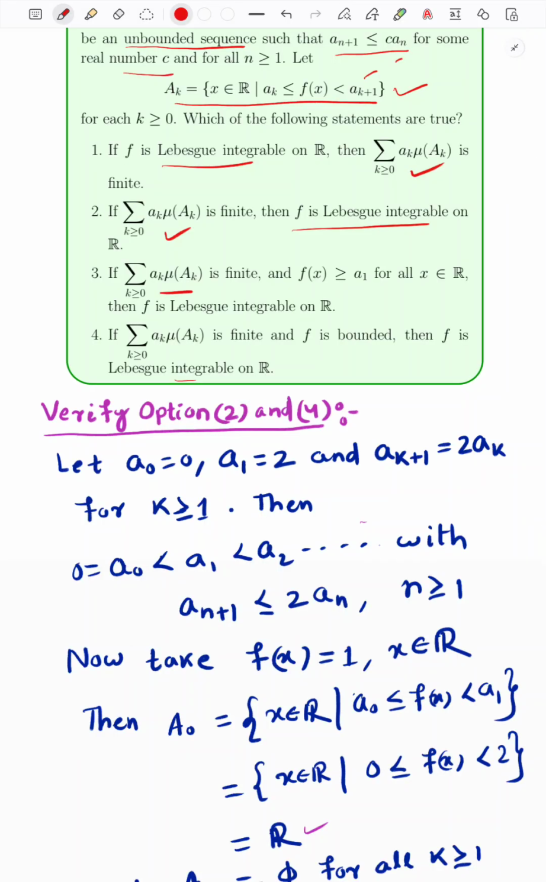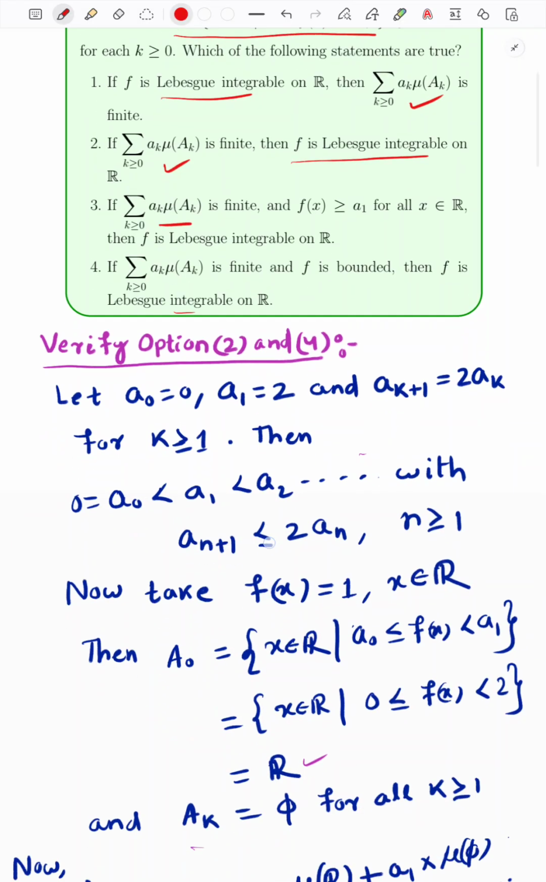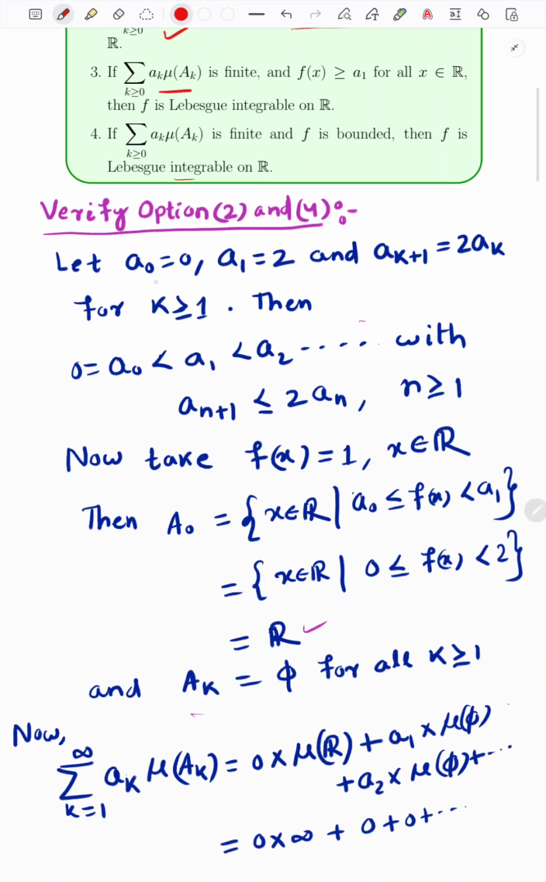For that reason we have to create a concrete counterexample. So to create a counterexample, we consider this sequence: a0 is equal to 0 and a1 is equal to 2, and a_{k+1} is defined as 2a_k for k greater than or equal to 1. Then clearly this sequence satisfies this strictly increasing property, and it is an unbounded sequence, and it also satisfies a_{n+1} is less than or equal to c a_n, so it can also be written in this form.